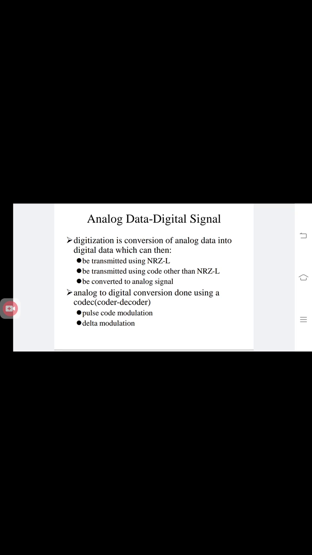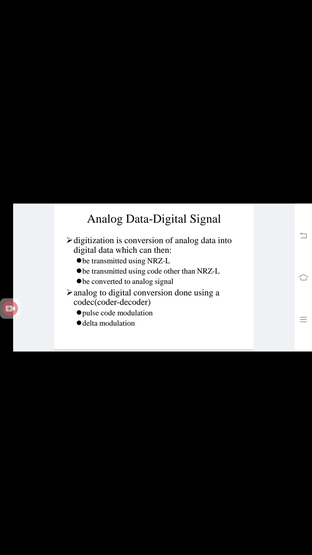So actually this analog data to digital signal encoding is a conversion of analog data into digital signal. Analog data into digital data means it's digitization. Once we complete this digitization, we have three outcomes. That digital data can be transmitted by using NRZ-L, or it can be transmitted using some code other than NRZ-L. Also, it can be converted into some analog signal.